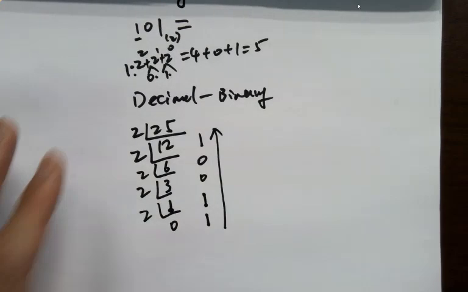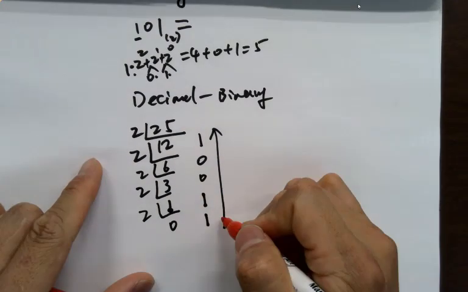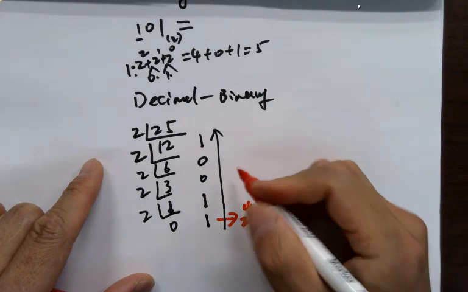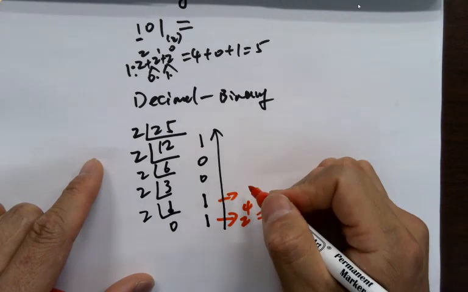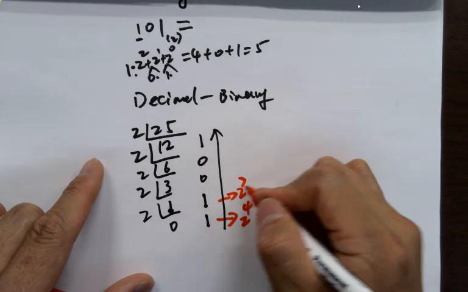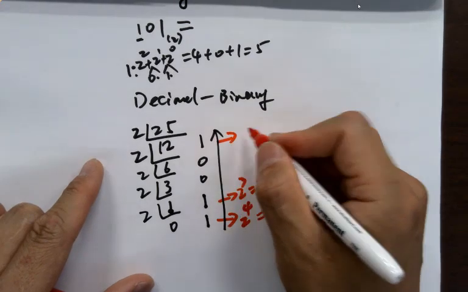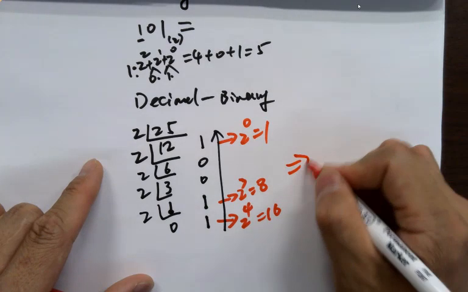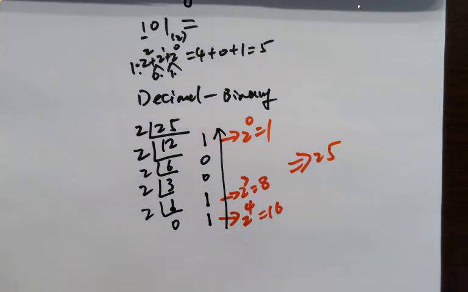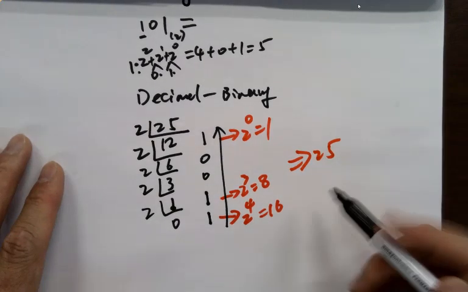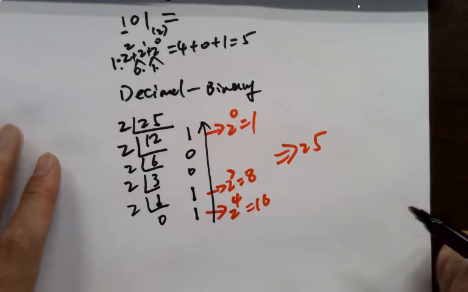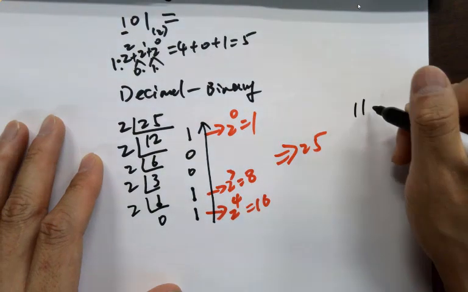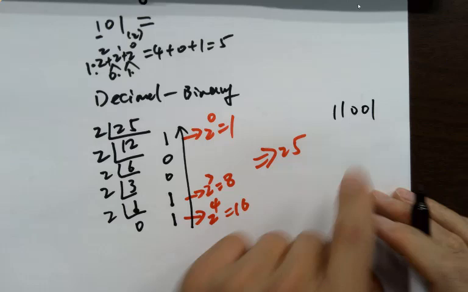Now let's verify if that's correct. This is 2 to the 4th, which is 16. This is 2 to the 3rd, which is 8. This is 2 to the zeroth, which is 1. It's 25. So why does this work? Now let's write it down: 11001. That's the binary number we already know.